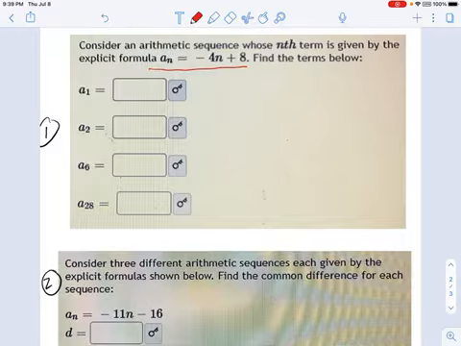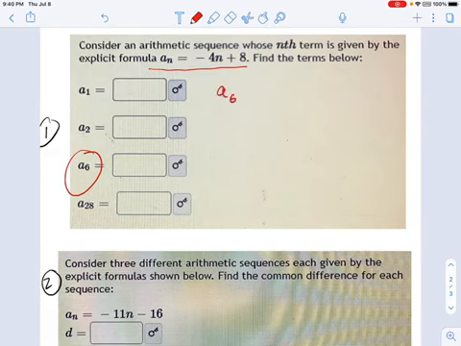See all these n's in it? What you do is you plug in n and it spits out numbers for you. That's why it's called the nth term formula. But I'll generally call it the explicit formula. So if you're looking for, let's say, A6, you just take 6 and you stick it in wherever you see an n. So we'll do that.